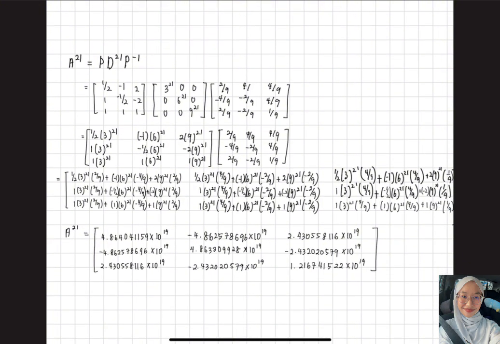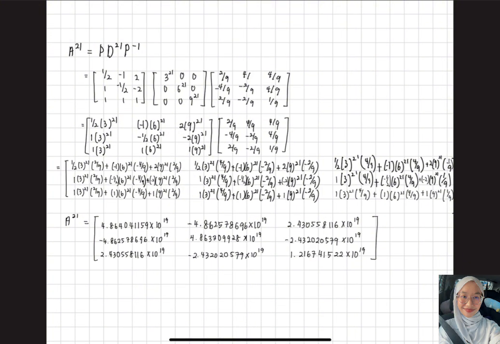After we obtain all of those, we just write it in the form of A power of 21 equals P times D power of 21 times P inverse. So lastly, we obtain the answer like this.